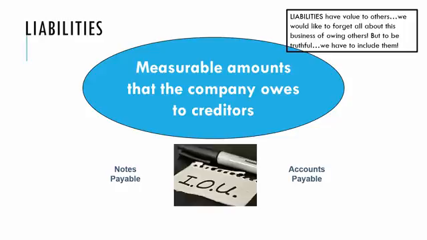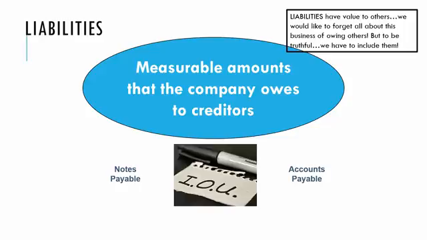Liabilities are quite the opposite of assets because liabilities have value to others. Instead of just being proud of these things, we would really like to forget we have them. But we have to be truthful in talking about our company, because that's what we said in our financial reports. We need to be truthful. So we have to admit that we have these things which are owed to others. Oftentimes you'll see the word payable. Here we have a note payable, we have an account payable. It's common to see this terminology.